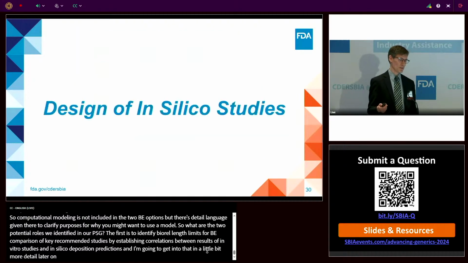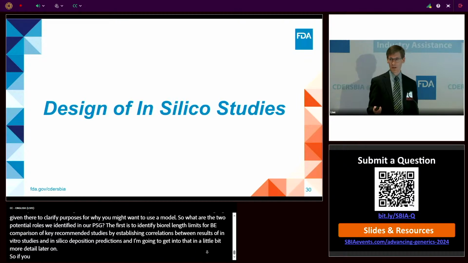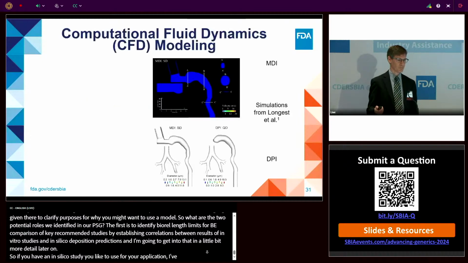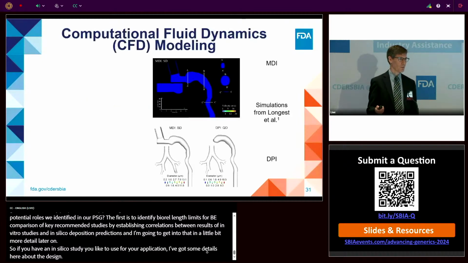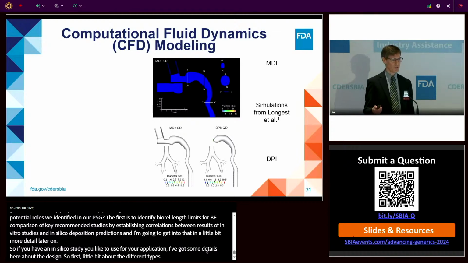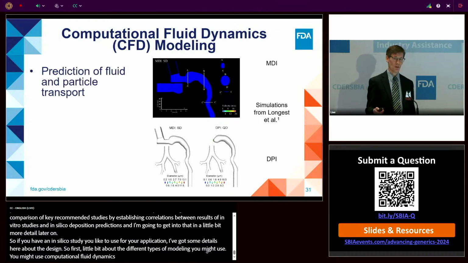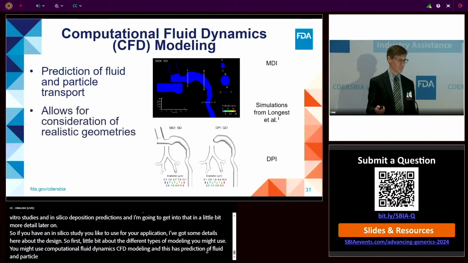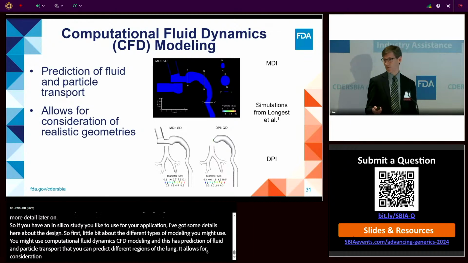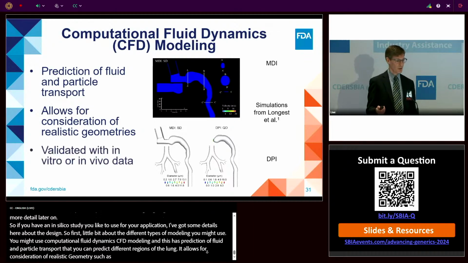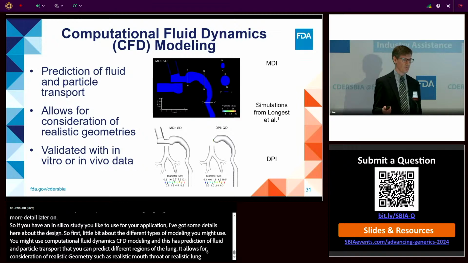So if you have an in silico study that you'd like to use for your application, I've got some details here about the design. So first, a little bit about the different types of modeling you might use. You might use computational fluid dynamics or CFD modeling. And what this does is it allows for prediction of fluid and particle transport such that you can predict deposition in the different regions of the lung. It allows for consideration of realistic geometries such as a realistic mouth-throat or realistic lung geometry, and can be validated with in vivo or in vitro data.